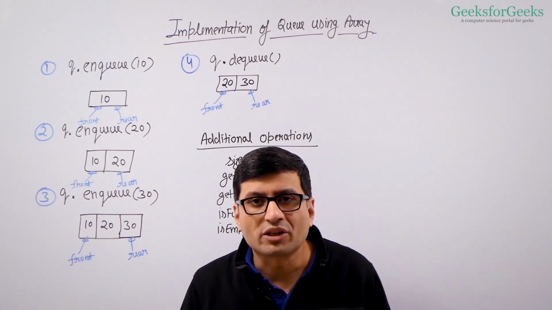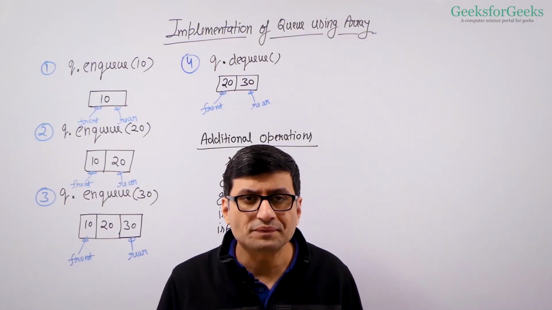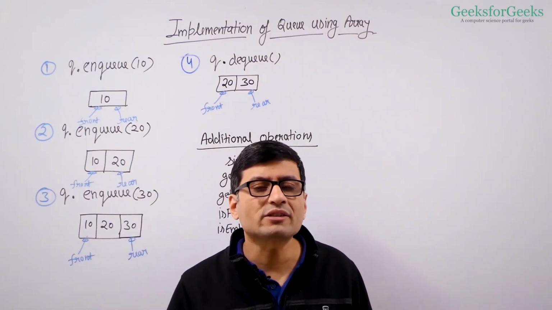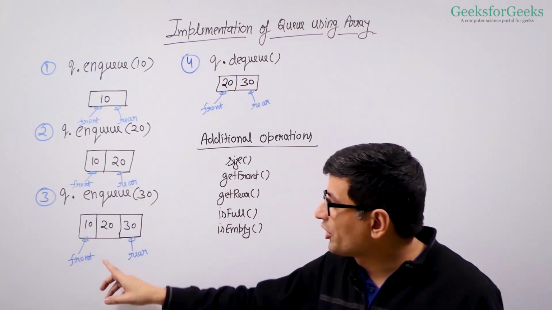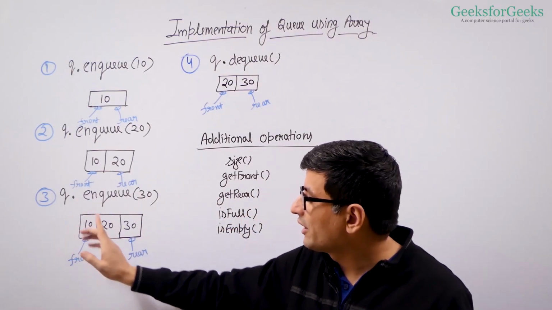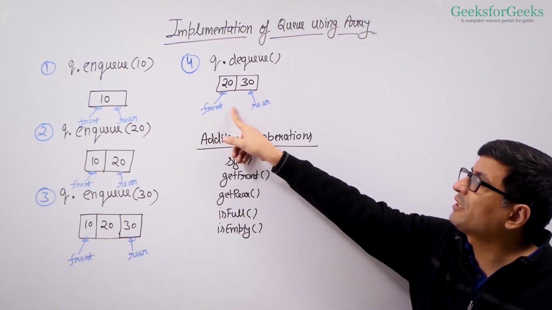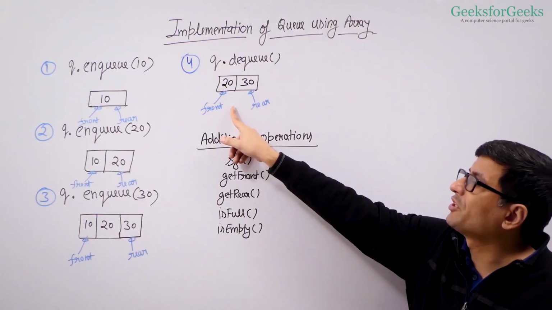When you remove an item or when you call DQ on Q, you remove the current front and make the next item of it as your new front. So when you call DQ on this, you are going to remove this 10 and you are going to make this as front of the queue. So this is your Q data structure after calling DQ.